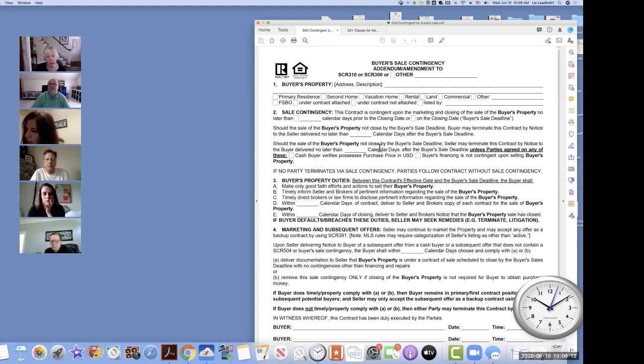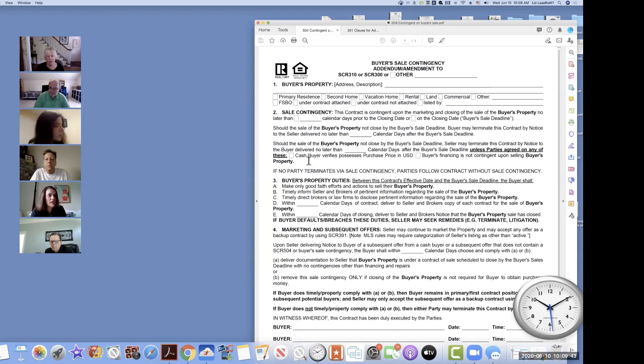Then if the buyer's property is not closed by the buyer sale deadline, the seller may terminate this contract by notice to the buyer delivered no later than blank calendar days after the buyer sale deadline. Again, if you've chosen up here to put under contract, you want to change it here as well. If it's not closed by the buyer sale deadline, the seller may terminate the contract by giving how many calendar days notice after the buyer sale deadline, unless the parties agreed on any of these.